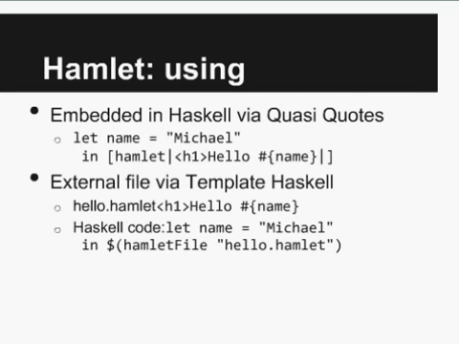Another possibility is to put your Hamlet code in an external file. So you could create a file called hello.hamlet, place the exact same content in that external file, and then use the Template Haskell splice based on Hamlet file to load up that file. At compile time, that file will be opened up, parsed, and then turned into Haskell code.